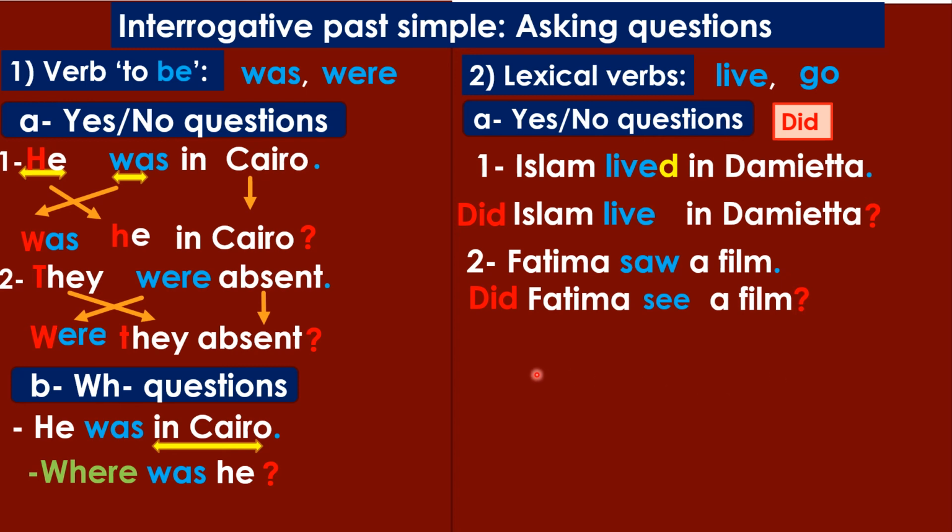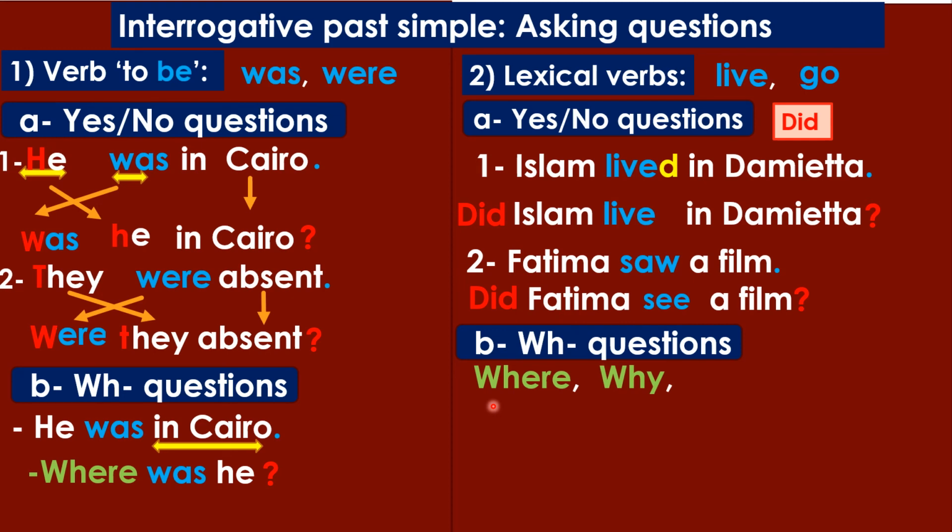Okay, now let's move to the WH questions. خلونا بقى نتنقل للي هي WH questions, الأسئلة اللي هي بكلمات استفهام. And I have here some question words. عندي بعض كلمات الاستفهام here, only some, you know, where, why, what and when. عندي أربع كلمات. Of course, there are so much more than this. طبعا كلمات الاستفهام كتيرة. Okay. أنا هنا جبت بس أربعة.